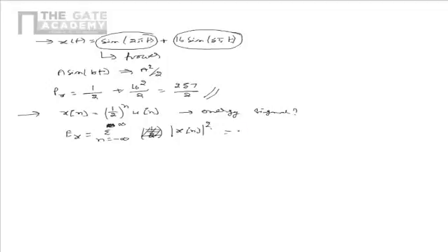This upon simplification becomes sigma n equal to 0 to infinity 1 by 4 whole power n. This can be reduced as 4 by 3. So from this we see that the energy of the given signal is finite. Therefore, the given signal is energy signal.